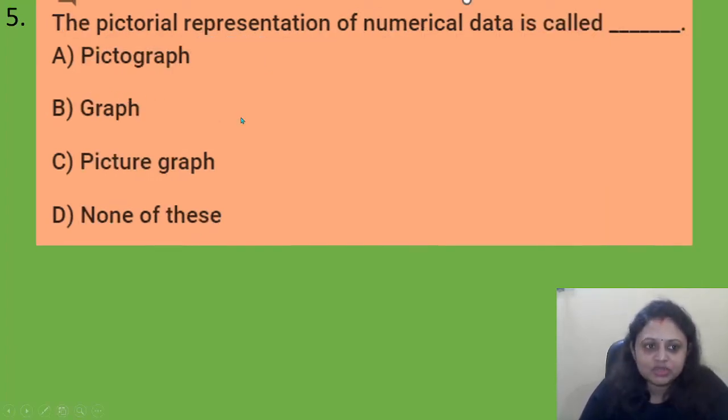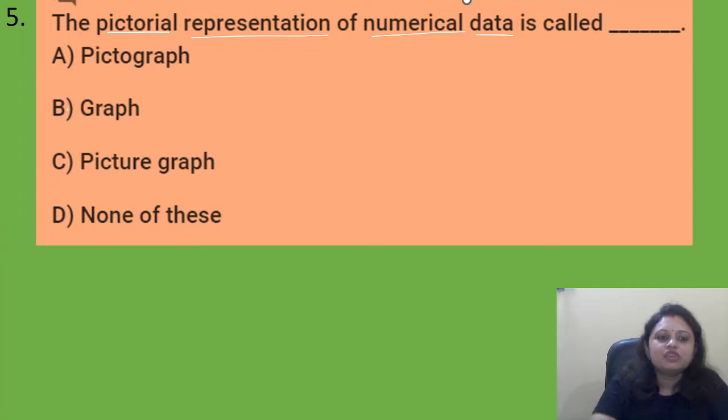Coming to the next question, the pictorial representation of numerical data is called dash. Option A, pictograph, B, graph, C, picture graph, D, none of these. So in the question it is asked, the pictorial representation of numerical data is called, what is it called? Do you have any idea? For numerical data it is graph only. Okay, so the correct answer is option B, that is graph.